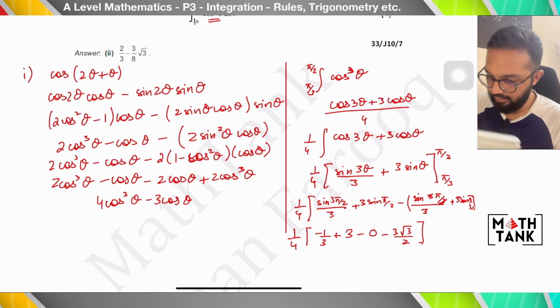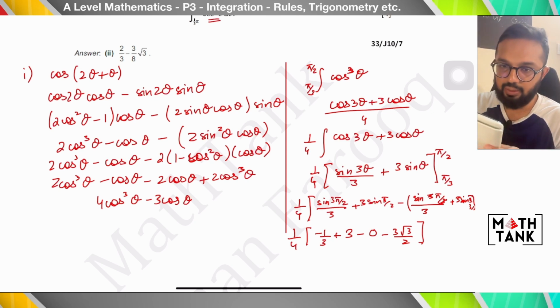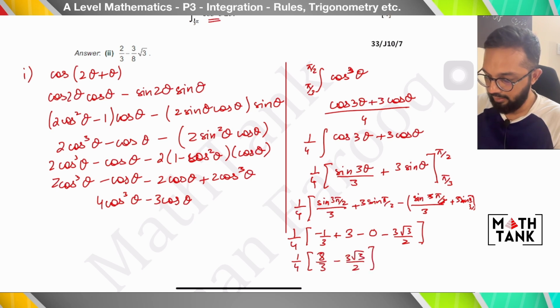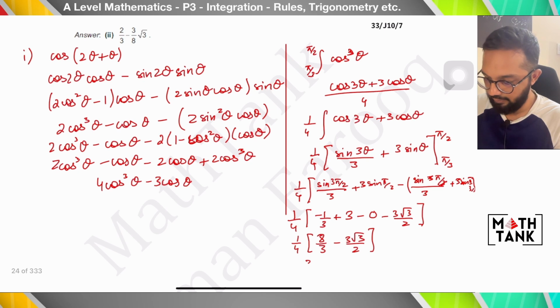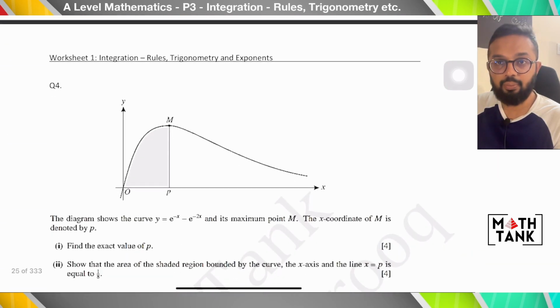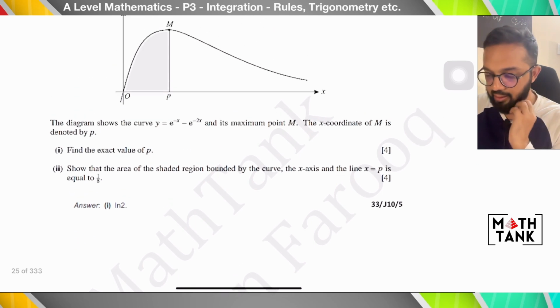Okay, adding these up, 3 minus 1/3 is 8/3. So 1/4 into 8/3 minus 3 root 3 over 2, multiplying them by 1/4 gives me 2/3 minus 3 root 3 over 8. That is the correct answer. Moving on to the next question quickly.